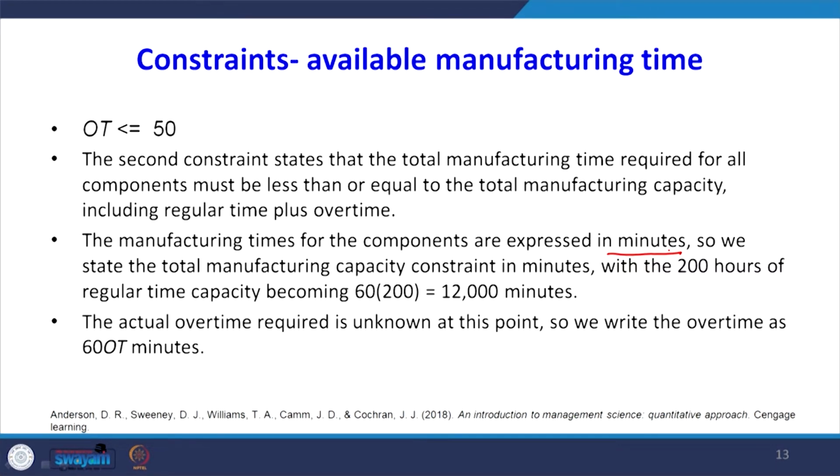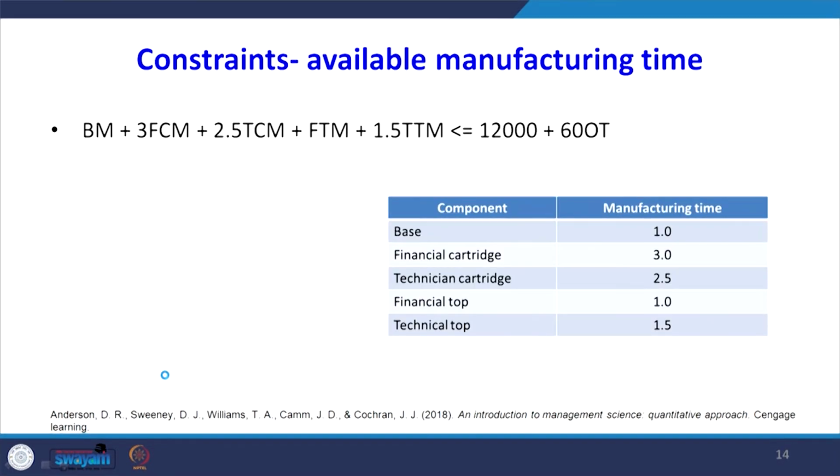So, we state the total manufacturing capacity constraint in minutes, because we know that there are 200 hours of regular time capacity. When converting into minutes, 60 multiplied by 200 gives 12,000 minutes. The actual overtime required is unknown at this point. So, we write the overtime as 60 OT, because we are writing overtime also in terms of minutes. Now, you see that the base will consume 1 unit, this is in minutes.